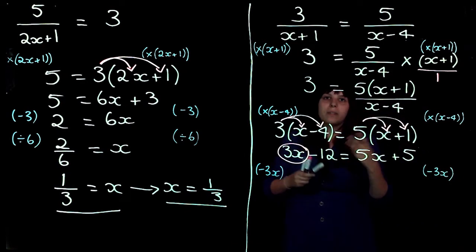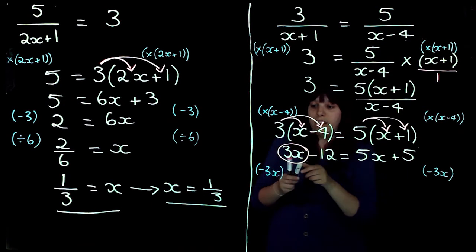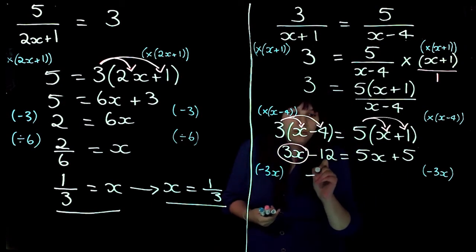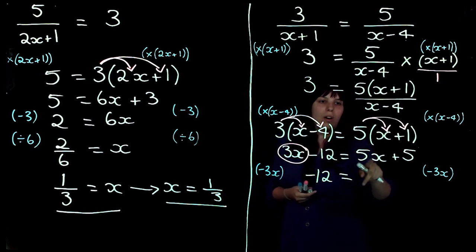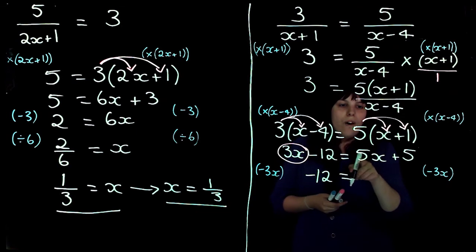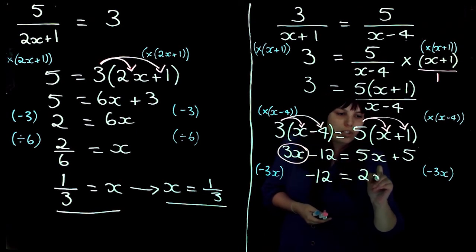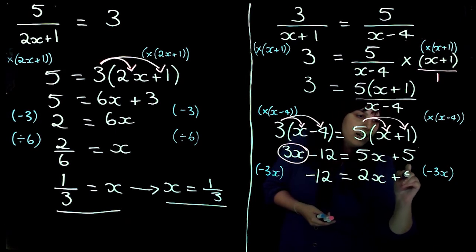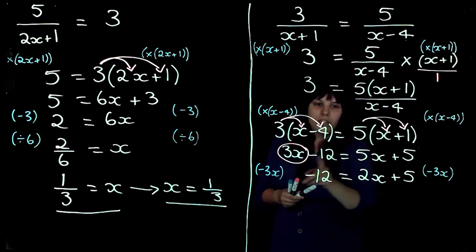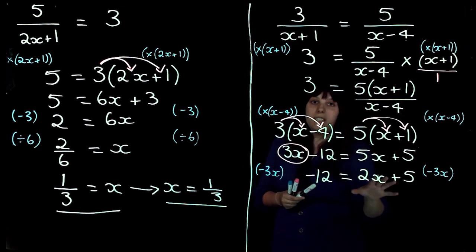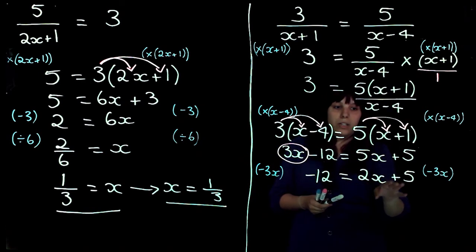So 3x minus 12 minus 3x is going to give me just minus 12, because plus 3x minus 3x is 0. And on this side, we've got 5x plus 5 minus 3x. So that leaves me with just 2 x's and a plus 5. So now we've got our equation slightly simpler. We've got minus 12 equals 2x plus 5.